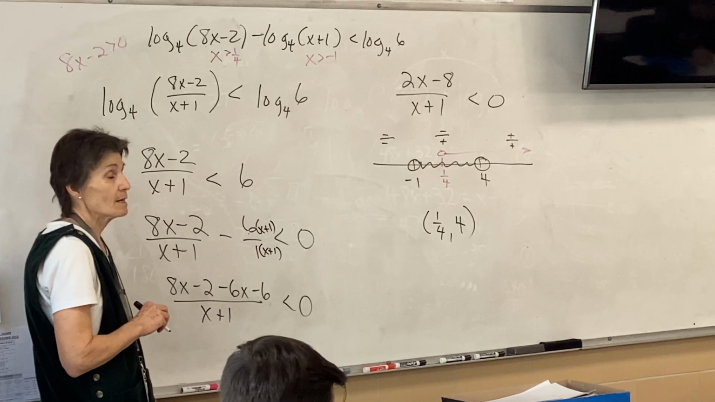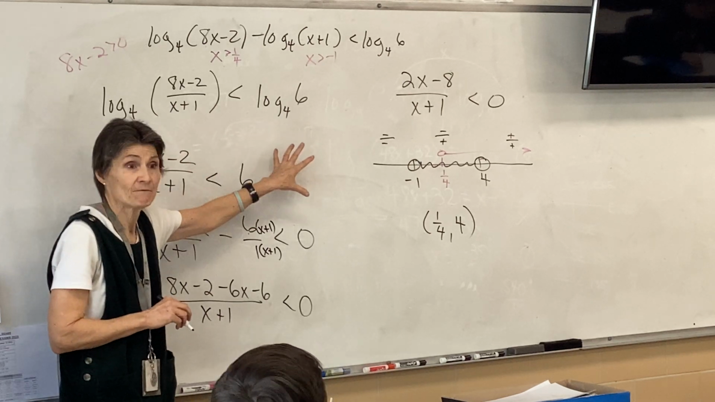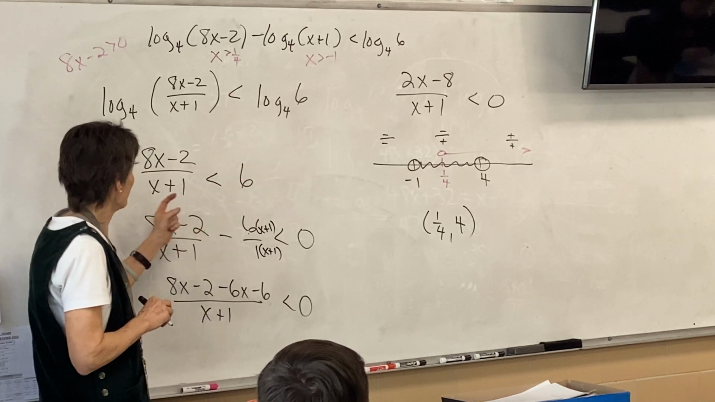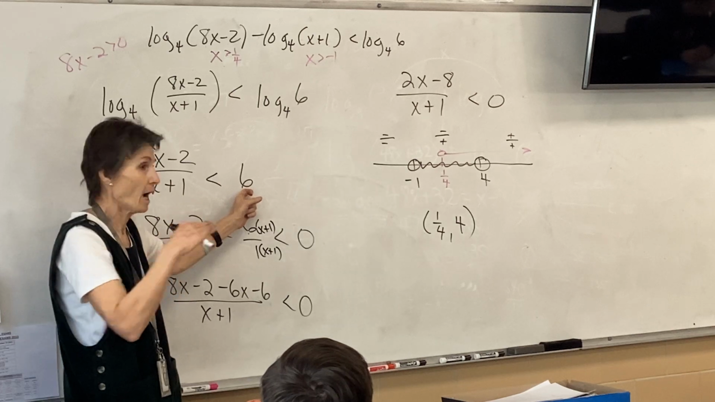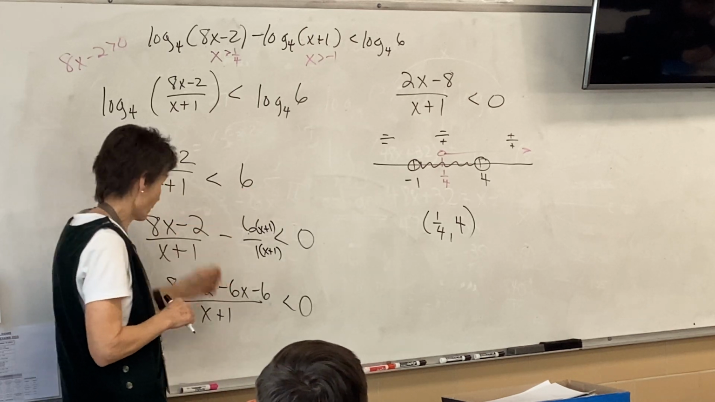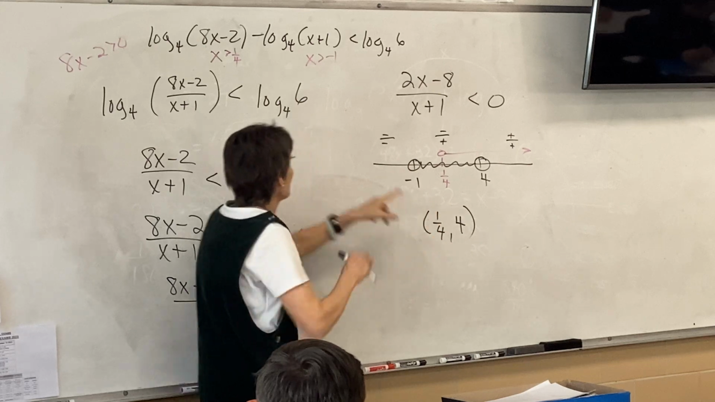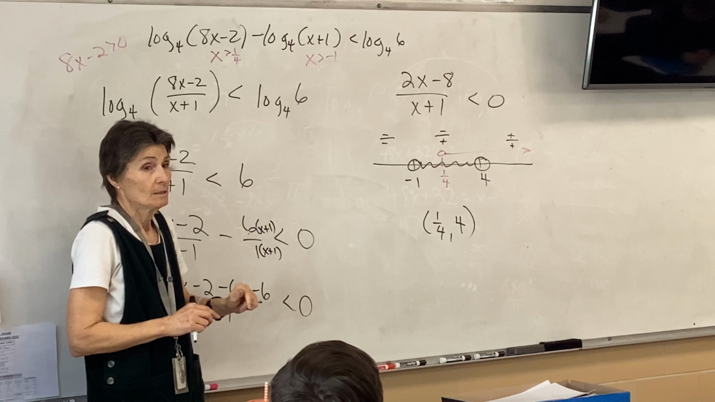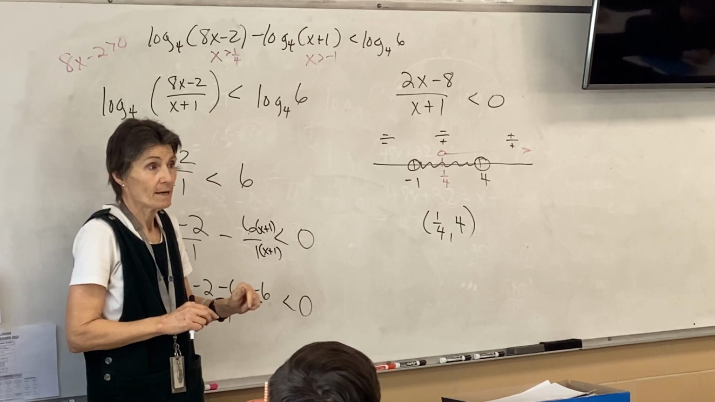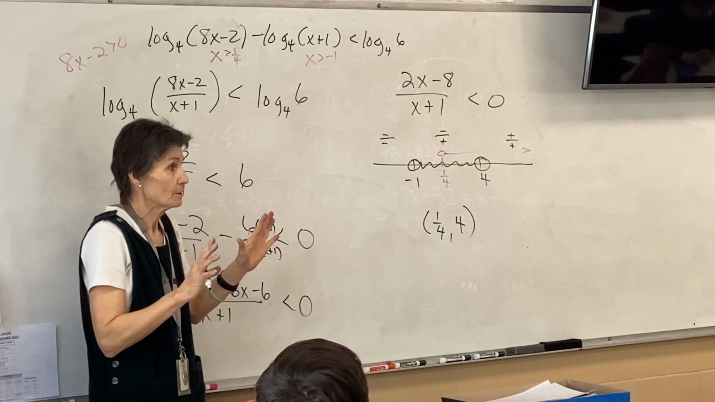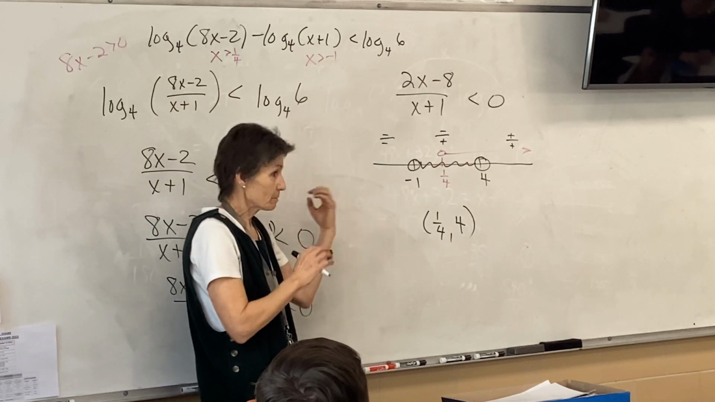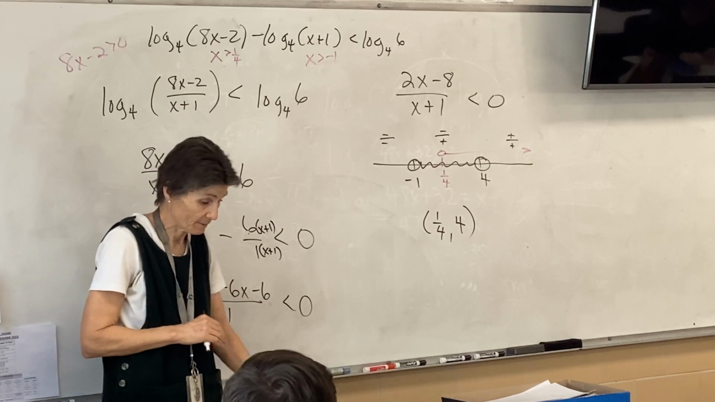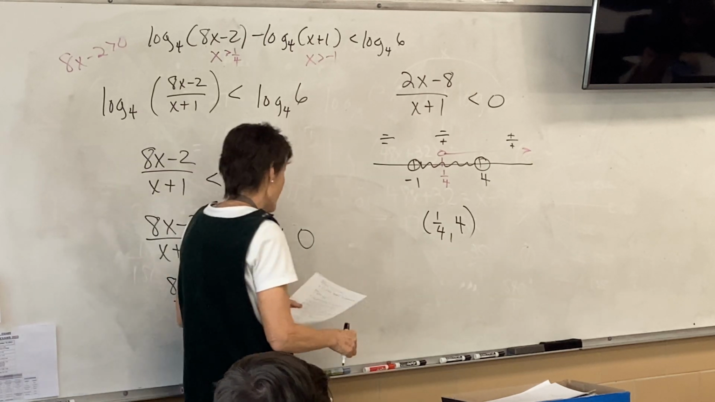This problem is a minefield. You are going to want to multiply by x plus 1. You cannot. Then you are going to do all this and forget about checking these. They must be checked. So you might want to try that problem again on your own. Make sure you remember all the different pieces of it. All right, and then D.